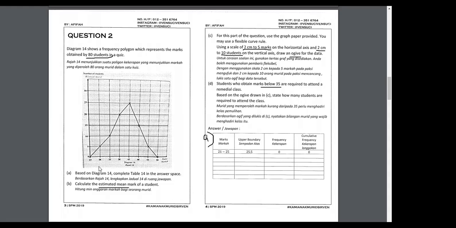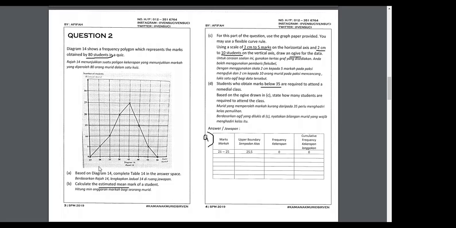Now for part B, the estimated mean mark is the same thing, but you usually use the midpoint. Just use the midpoint from the frequency polygon and its frequency. Just times them together and add together. From the answer, you get 41.13. If you didn't get that, there must be something wrong. Either you interpreted the midpoint wrongly, or the frequency wrongly. So you must check again where you went wrong.